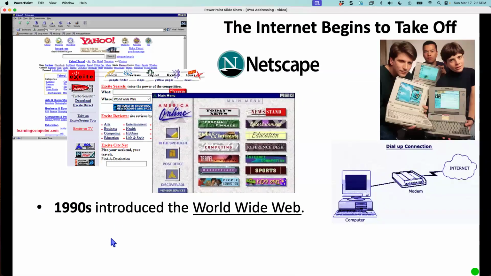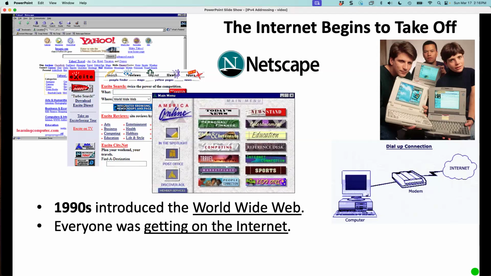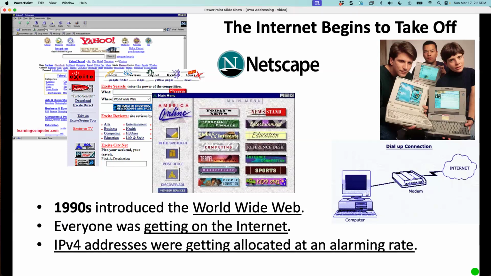Okay, so let's talk a little bit about that address that you usually get. The 1990s, Rick remembers these days. This introduced the World Wide Web, and this is when the internet began to take off. PCs had been available, you could buy a personal computer for about 15 years at this point, but people really started buying personal computers when the World Wide Web became really popular. The internet had been around, but this is when it became really popular. So everybody was getting on the internet.